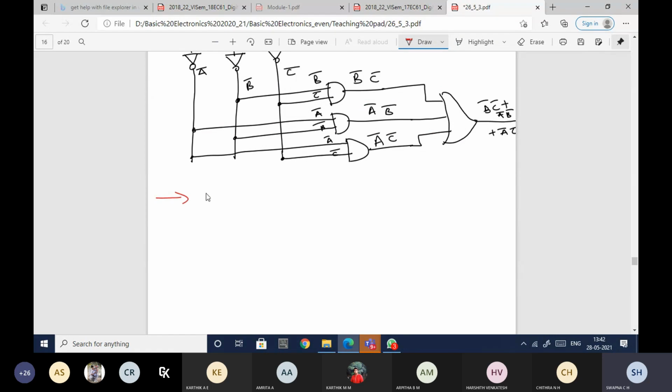Next question. Hope all of you are able to follow, right? Yes, ma'am. A into B, C complement plus A, B bar, C.